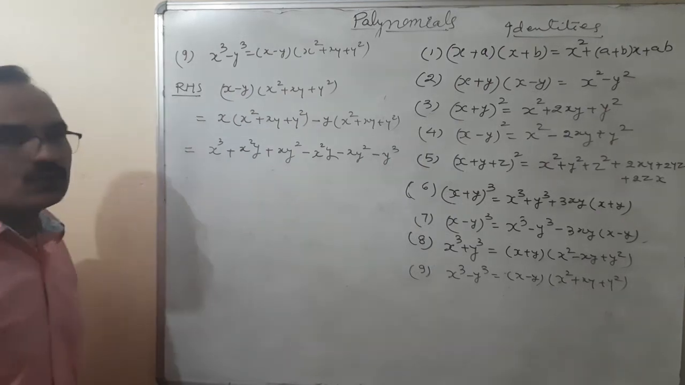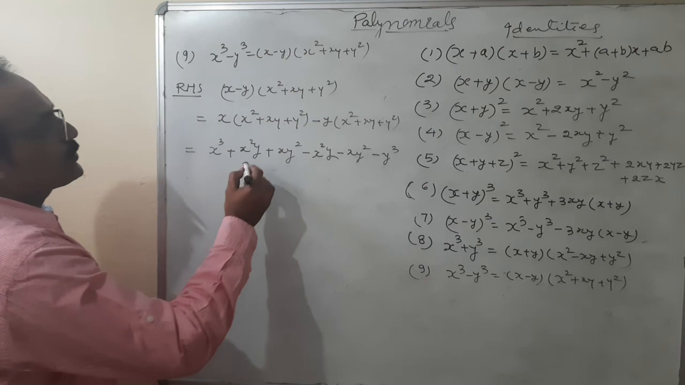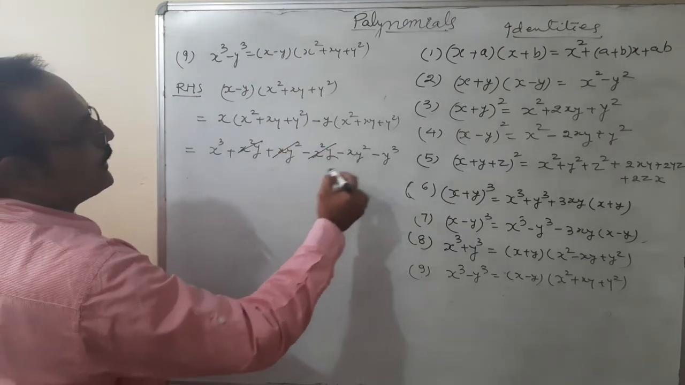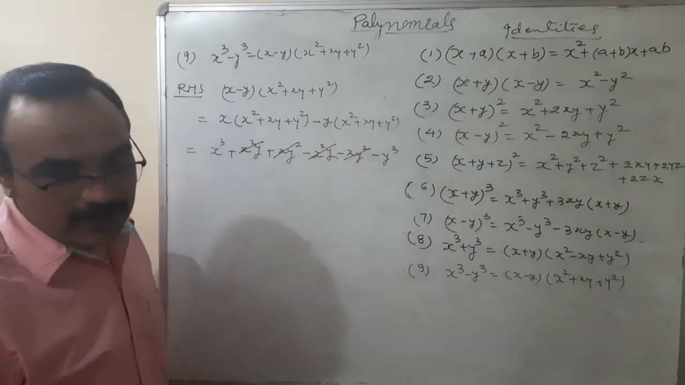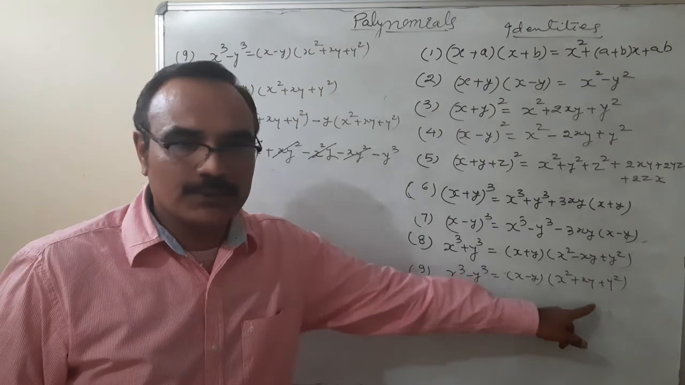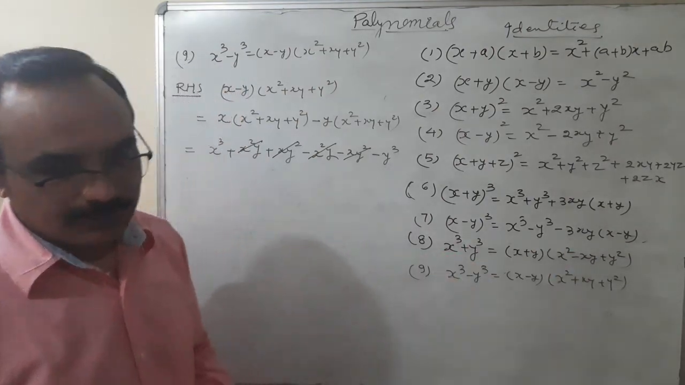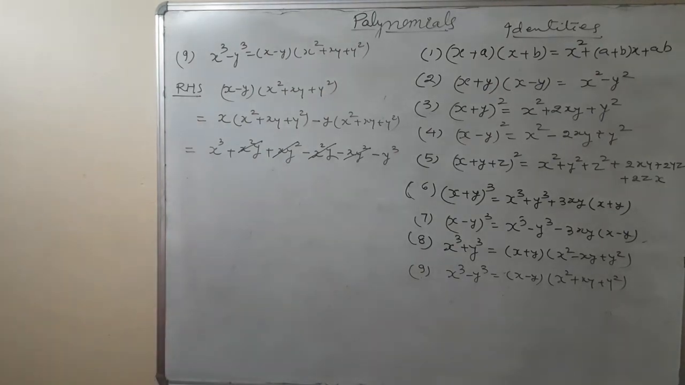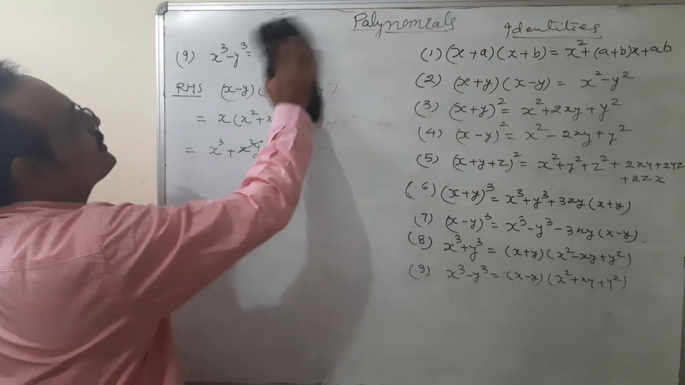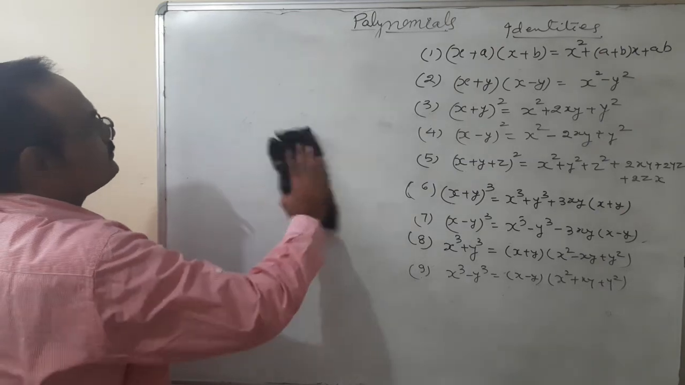Now you can see two terms that are the same but opposite in sign, like x square y and x square y, and xy square with opposite signs. They cancel. The result is x cube minus y cube. So x cube minus y cube is equal to this. In the same way we can prove the other one, when I multiply both the brackets. Okay.